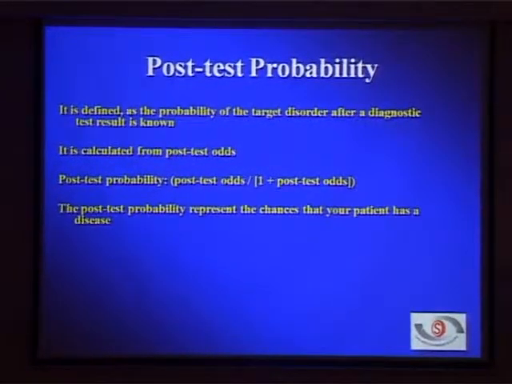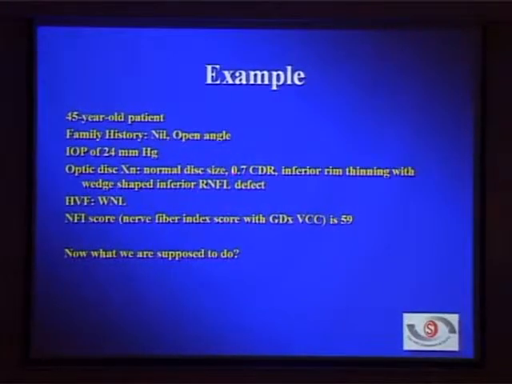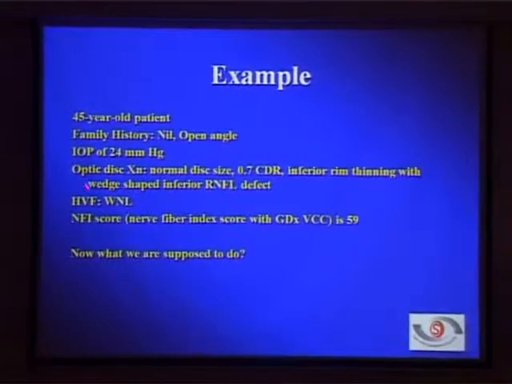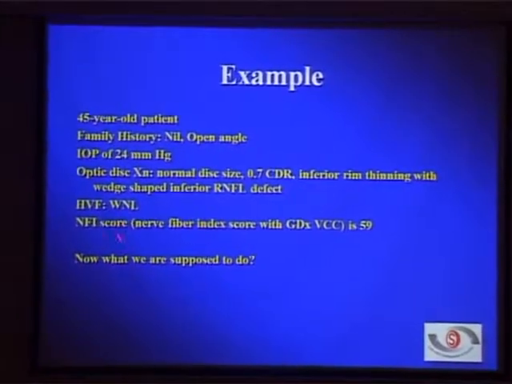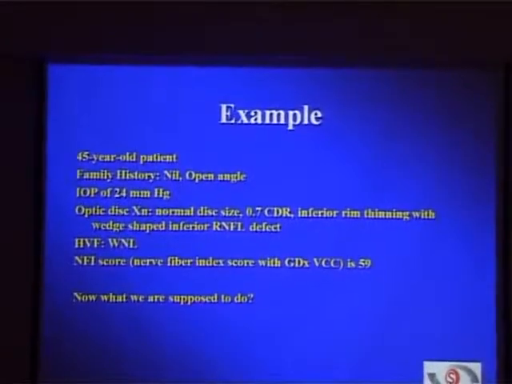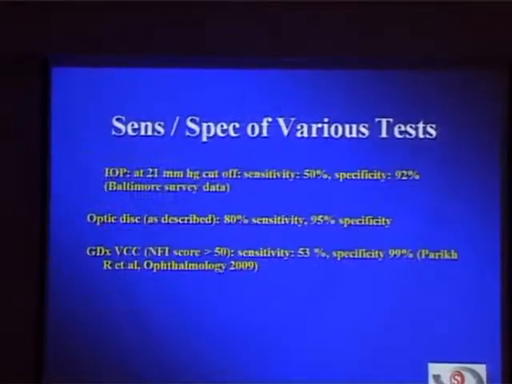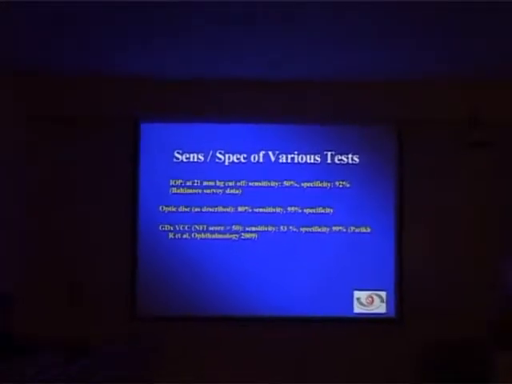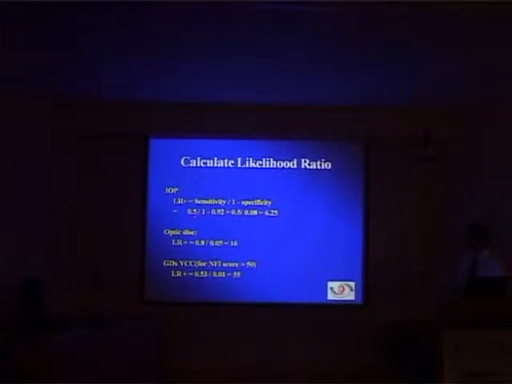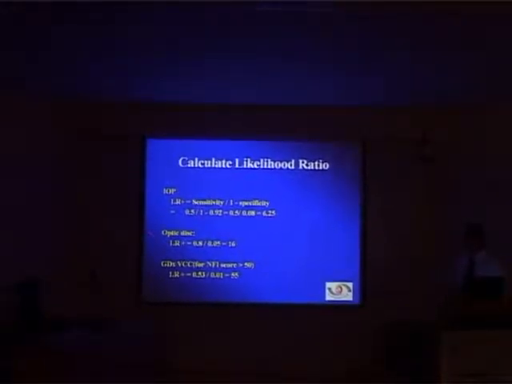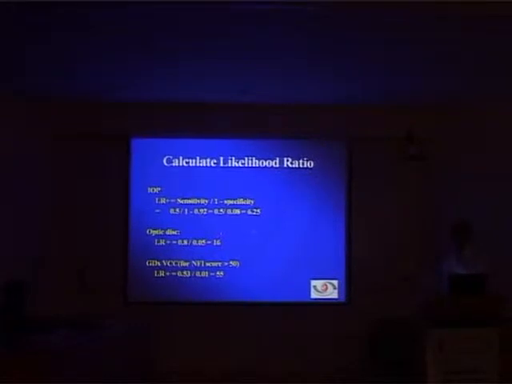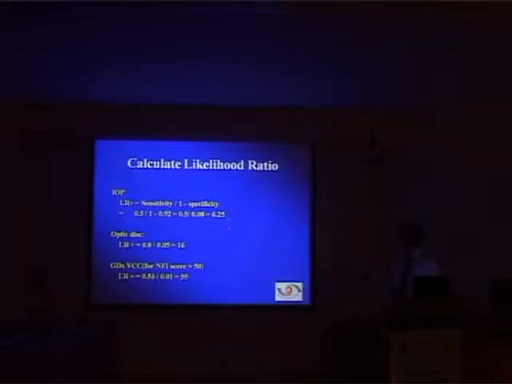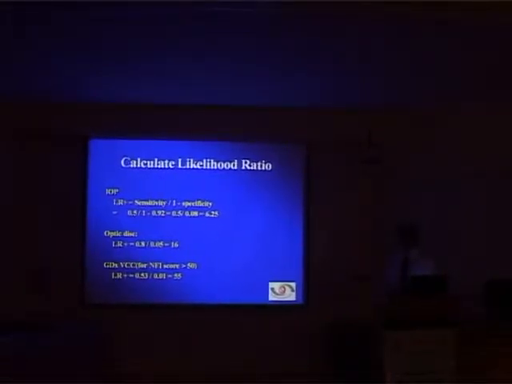I will give one example for glaucoma. A 45-year-old patient, 24 pressure, 0.7 cup, inferior thinning, wedge-shaped NFL loss, perimetry normal, and then I have done the GDx test. Now how do we use all this information together? We have sensitivity and specificity from the literature, either published by us or by somebody else. You calculate the likelihood ratio: 6 for IOP, 16 for the optic disc from the criteria I have just described, and 55 for GDx. If you use these individually, sensitivity and specificity do not give much information.